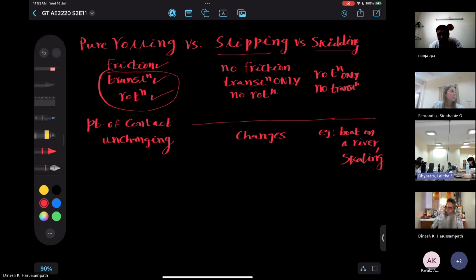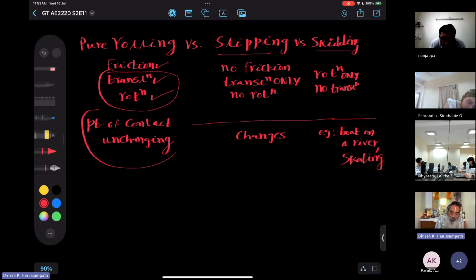Sorry, can you explain how for pure rolling the point of contact isn't changing? Because if it's moving across the surface, I'm imagining a wheel rolling, then wouldn't the point on the wheel be changing and the point it's touching on the surface be changing? Can you explain that, Nanjapa? I couldn't get your question. So she's not very clear about the statement that the point of contact is unchanging. She'd like clarification why it is unchanging, because she feels it is changing.